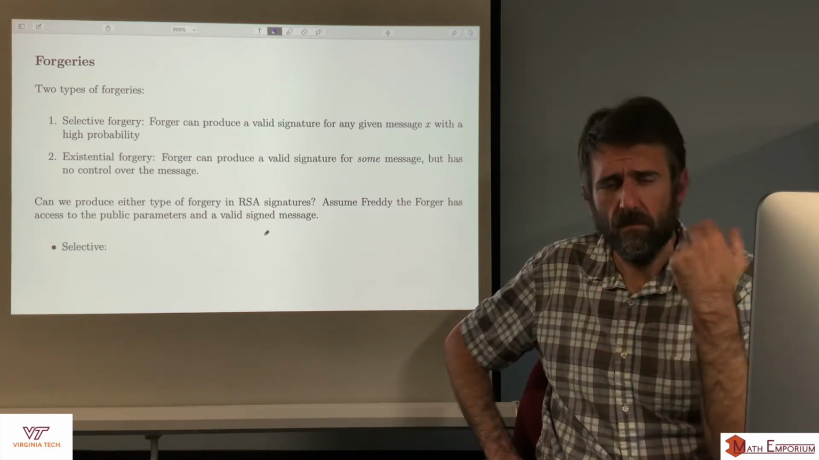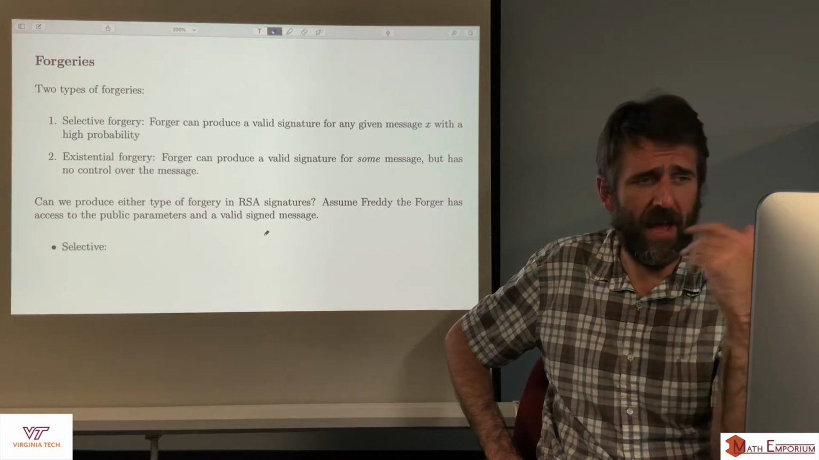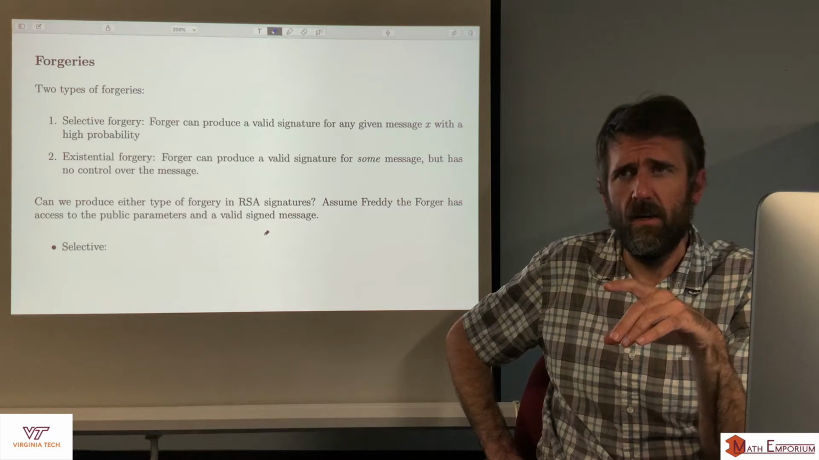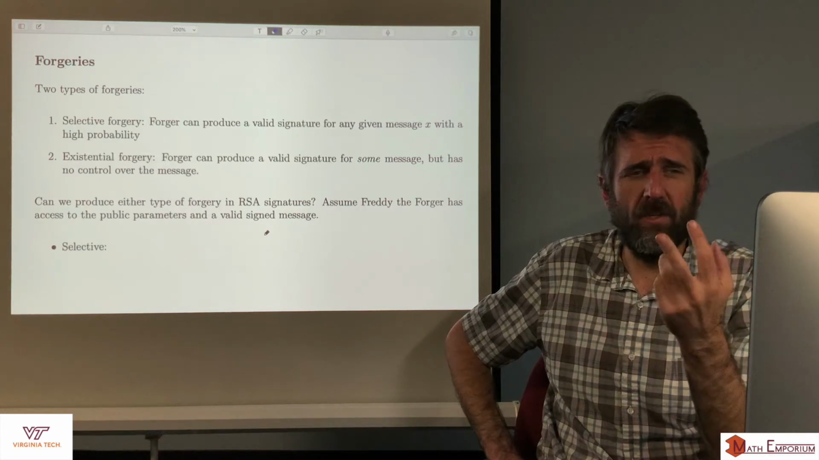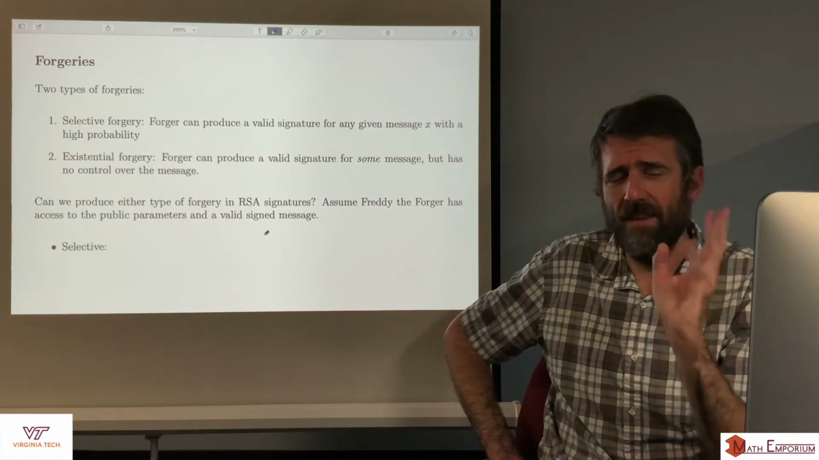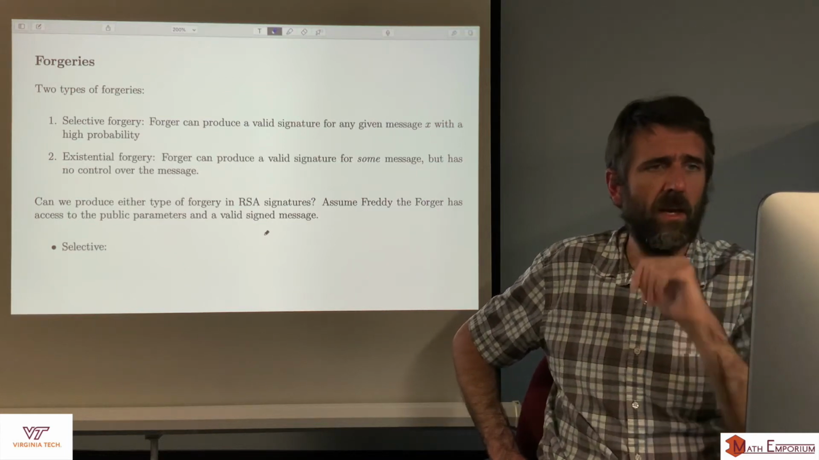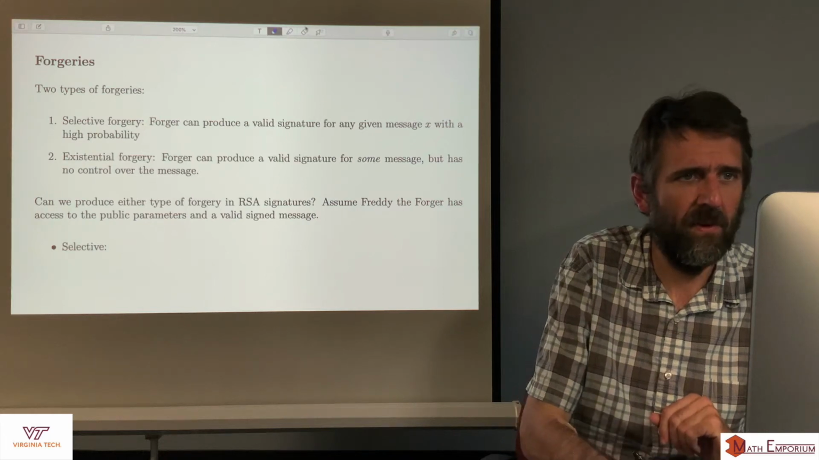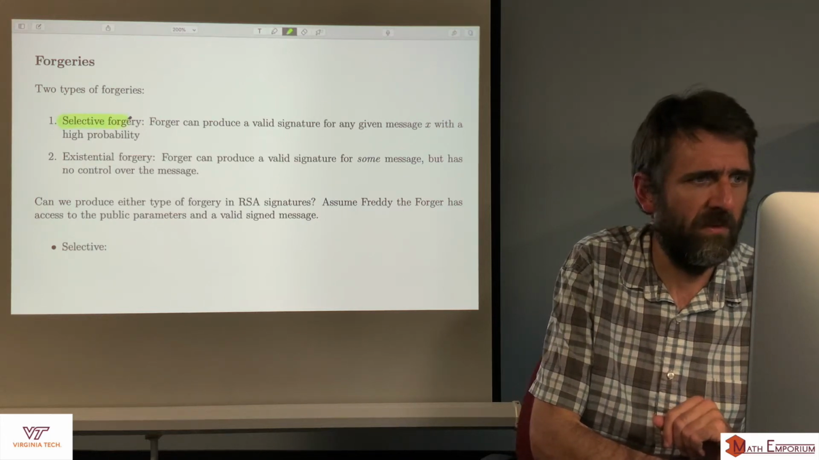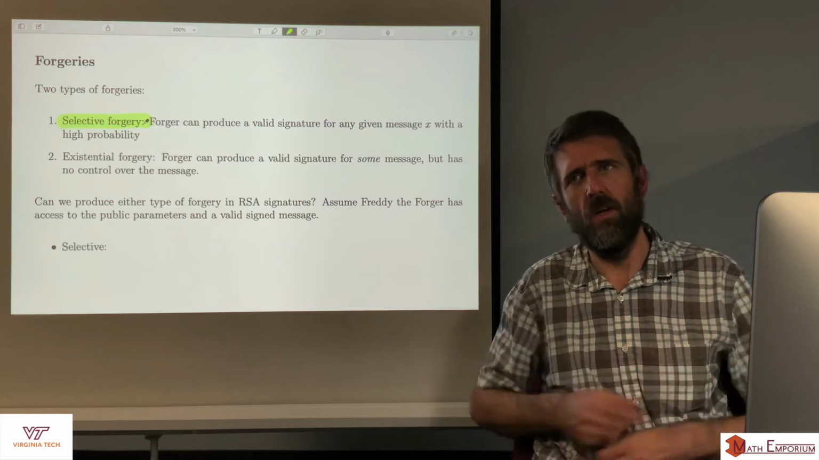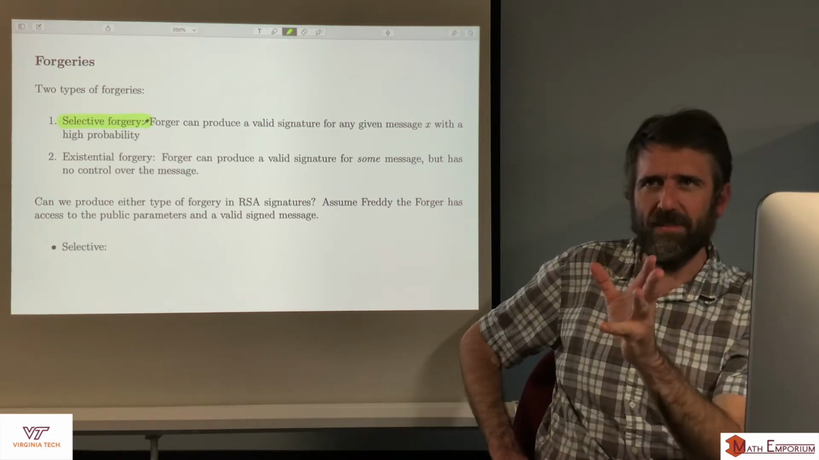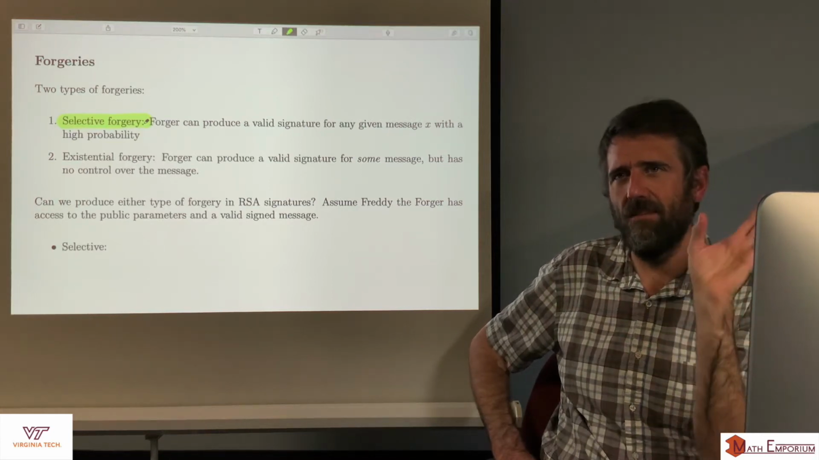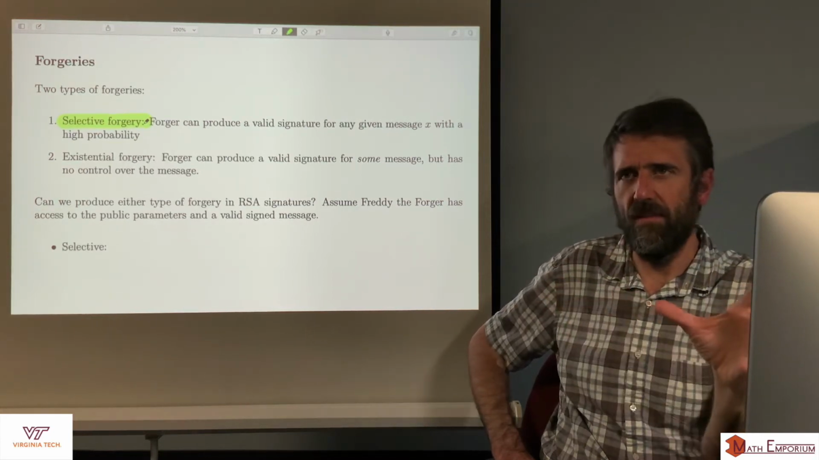The second kind of forgery is what's known as an existential forgery. This means that the forger can produce a valid message-signature pair for some message, but has no control over what the message is. In general, we want security against selective forgeries. We certainly don't want anyone to be able to choose a message and produce a valid signature for that message.